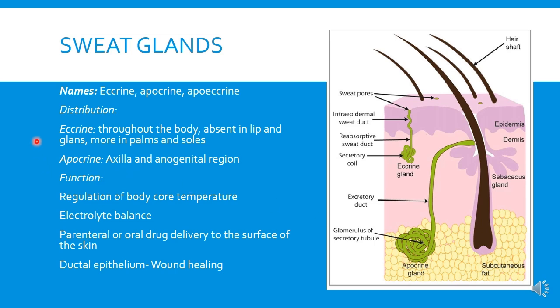So, distribution wise, eccrine glands are seen throughout the body, but are absent in lip and glans. And eccrine glands are concentrated more in palms and soles. Apocrine glands, A for A, so it is seen more in axilla and anogenital region. So the function of sweat glands is regulation of body core temperature, electrolyte balance, parenteral or oral drug delivery to the surface of the skin, and to some extent the ductal epithelium of sweat glands are involved in wound healing.